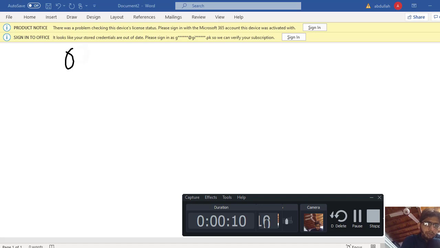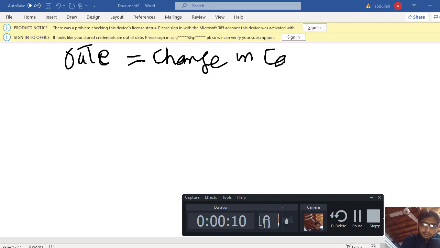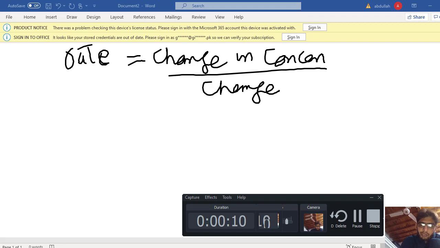Now as we know, the rate of chemical reaction is nothing but the change in the concentration divided by change in time. Mathematically, it is written as change in the concentration divided by change in time.